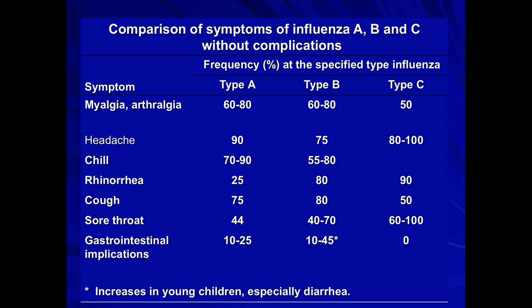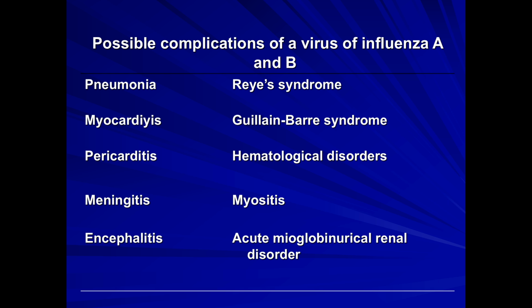Comparison of symptoms of influenza A, B, and C without complication. Symptoms of type A, type B, and type C: myalgia, arthralgia, headache, chill, rhinorrhea, cough, sore throat, gastrointestinal implication. Gastrointestinal implication in type B increases in young children, especially diarrhea.